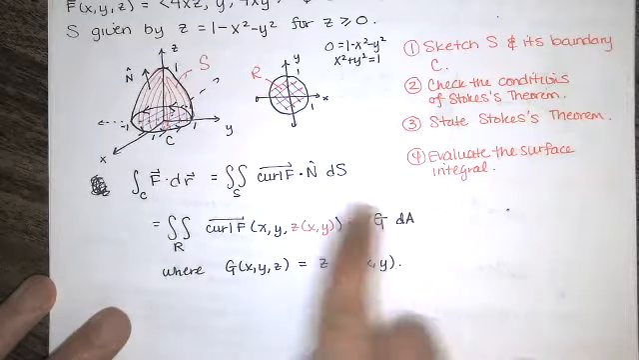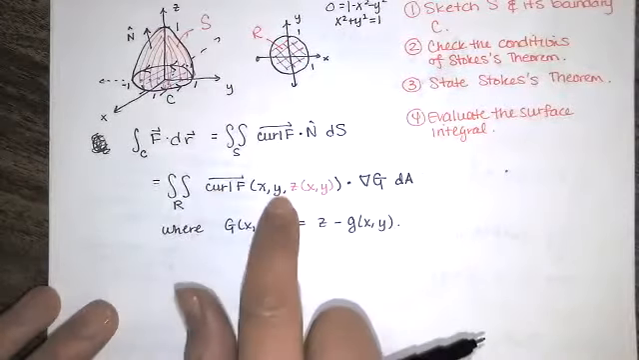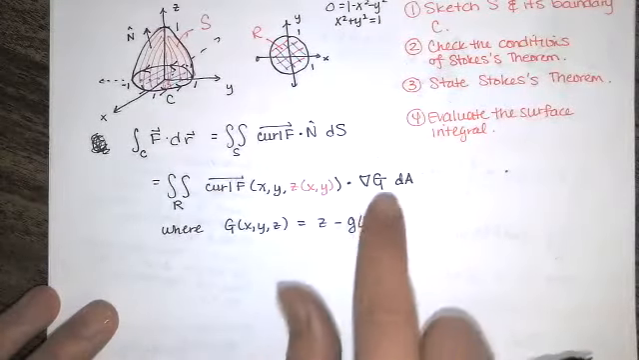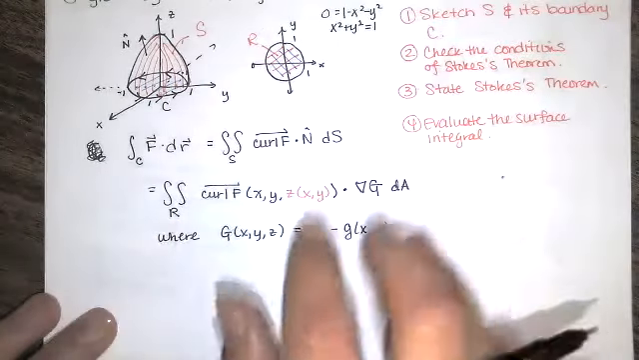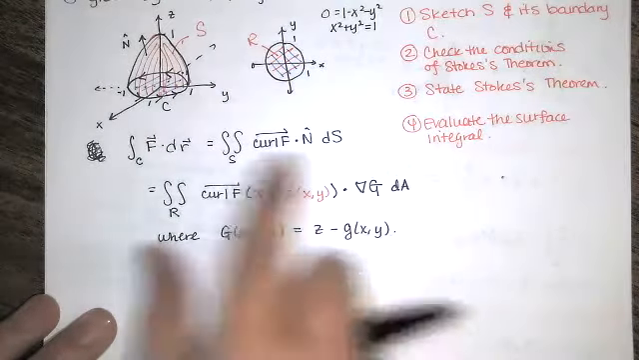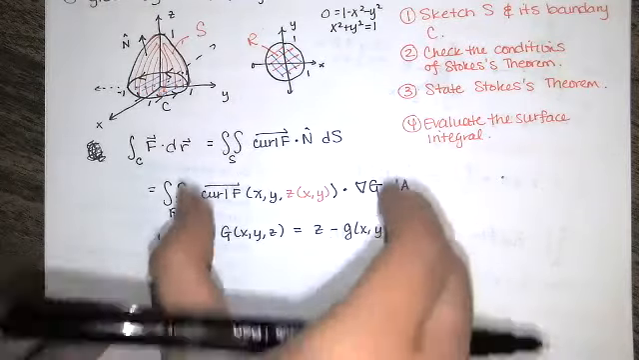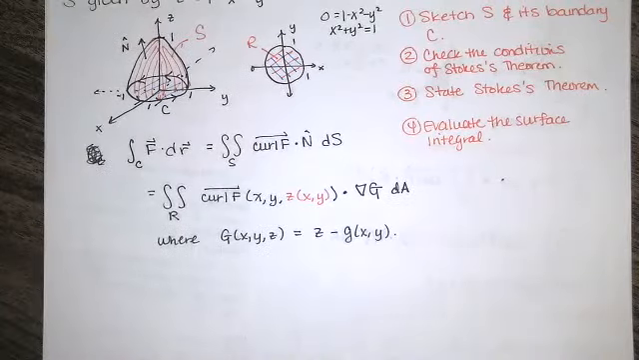Okay, so this is the plan. That's what we're going to evaluate. So we need the curl in terms of x and y. We need capital G. We need its gradient. We need a dot product. We need to describe R in an appropriate coordinate system. Looks like we're probably going to switch to polar coordinates. And then we will evaluate this integral by plugging in the integrand and then integrating over R. Okay, so that's the plan.